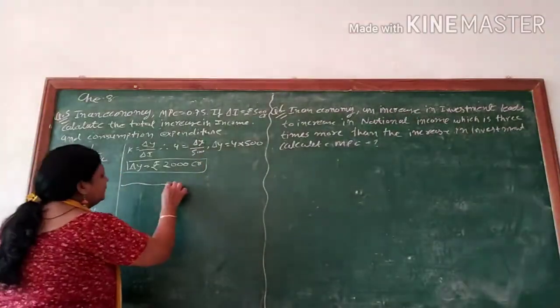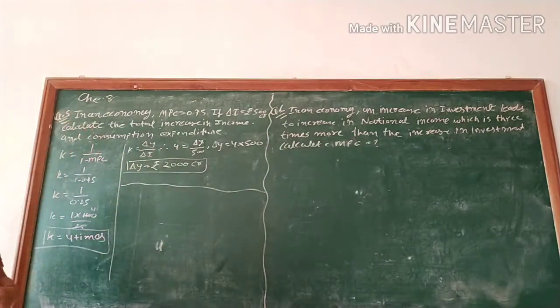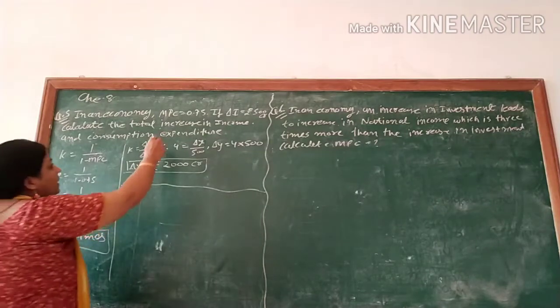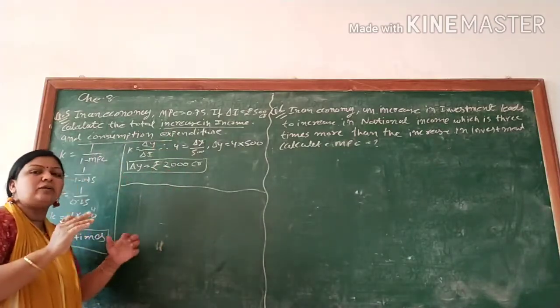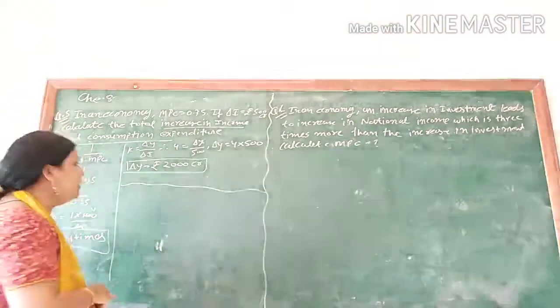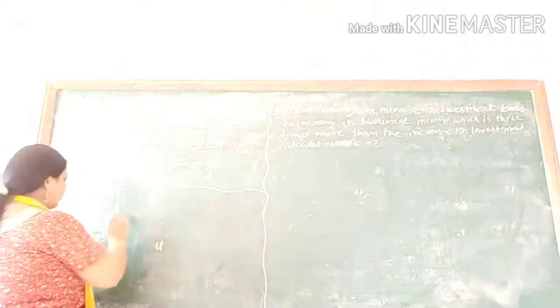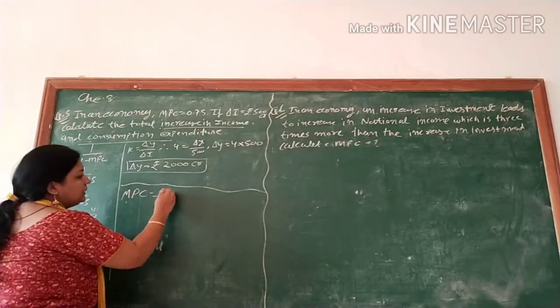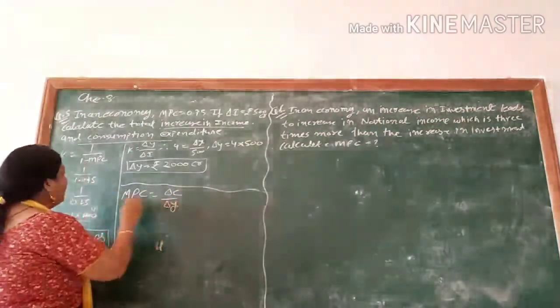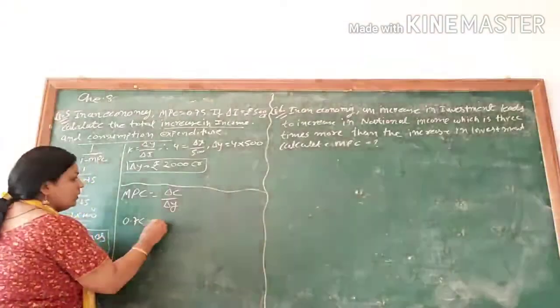That is the logic. Now the next question is calculate consumption expenditure also. So we need the increase in income and the increase in consumption expenditure. What is the other formula? No, that is the MPC we know now. So use MPC: MPC equal to delta C upon delta Y. You know MPC is 0.75. Clear?